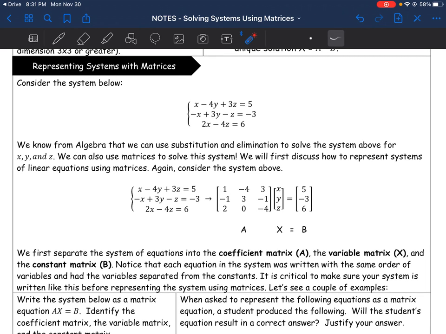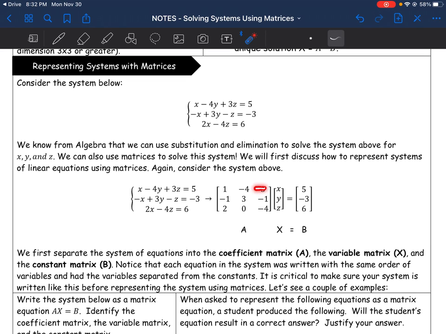Again, consider the system that we had previously. In order to write this system as a matrix, we're going to take the system and split it into three different matrices. We're going to have something called the coefficient matrix, the variable matrix, and the constant matrix. Notice that the coefficient matrix is just a matrix of all the coefficients of the variables.